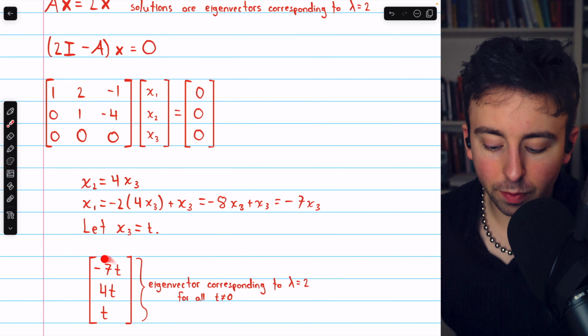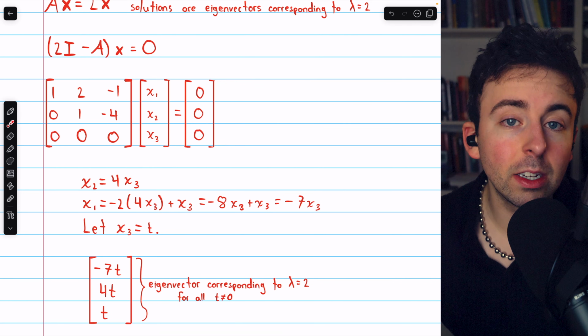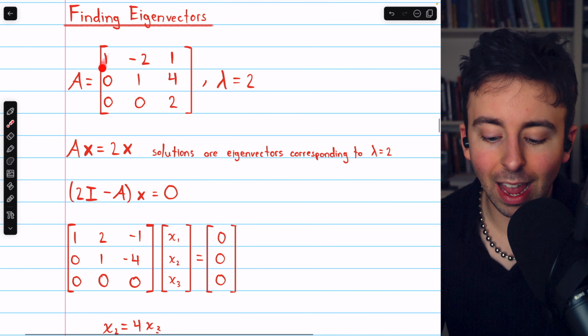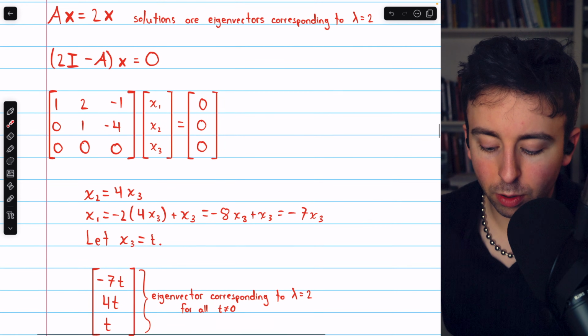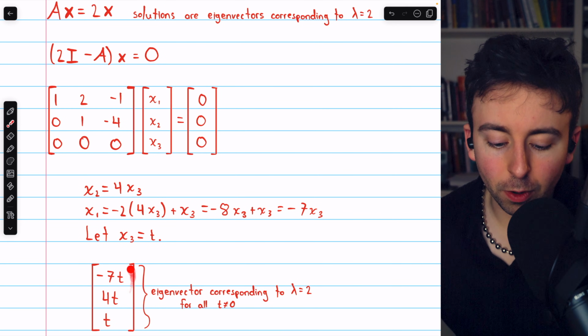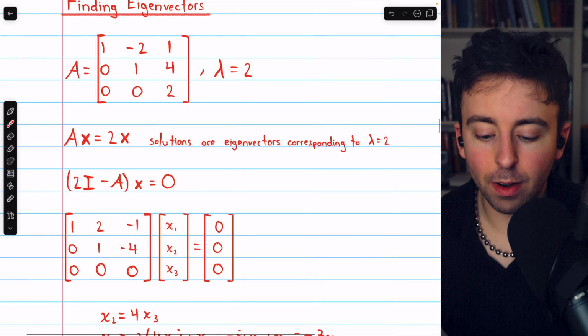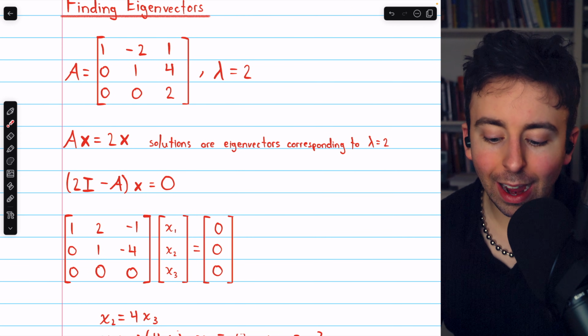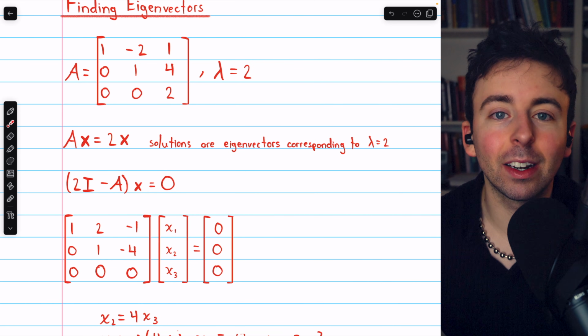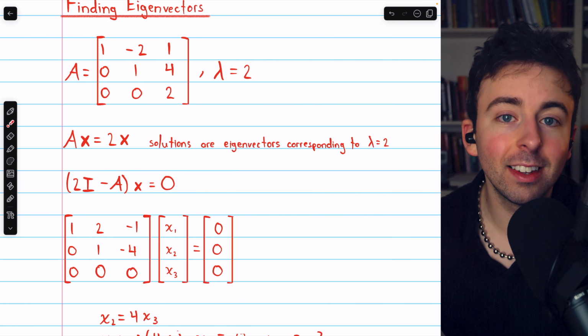So any vector of this form, where t is not equal to 0, is an eigenvector of our matrix A, corresponding to the eigenvalue lambda equals 2. So these are vectors that, when multiplied by the matrix A, will actually just be doubled in magnitude. That's what makes them eigenvectors corresponding to this eigenvalue.